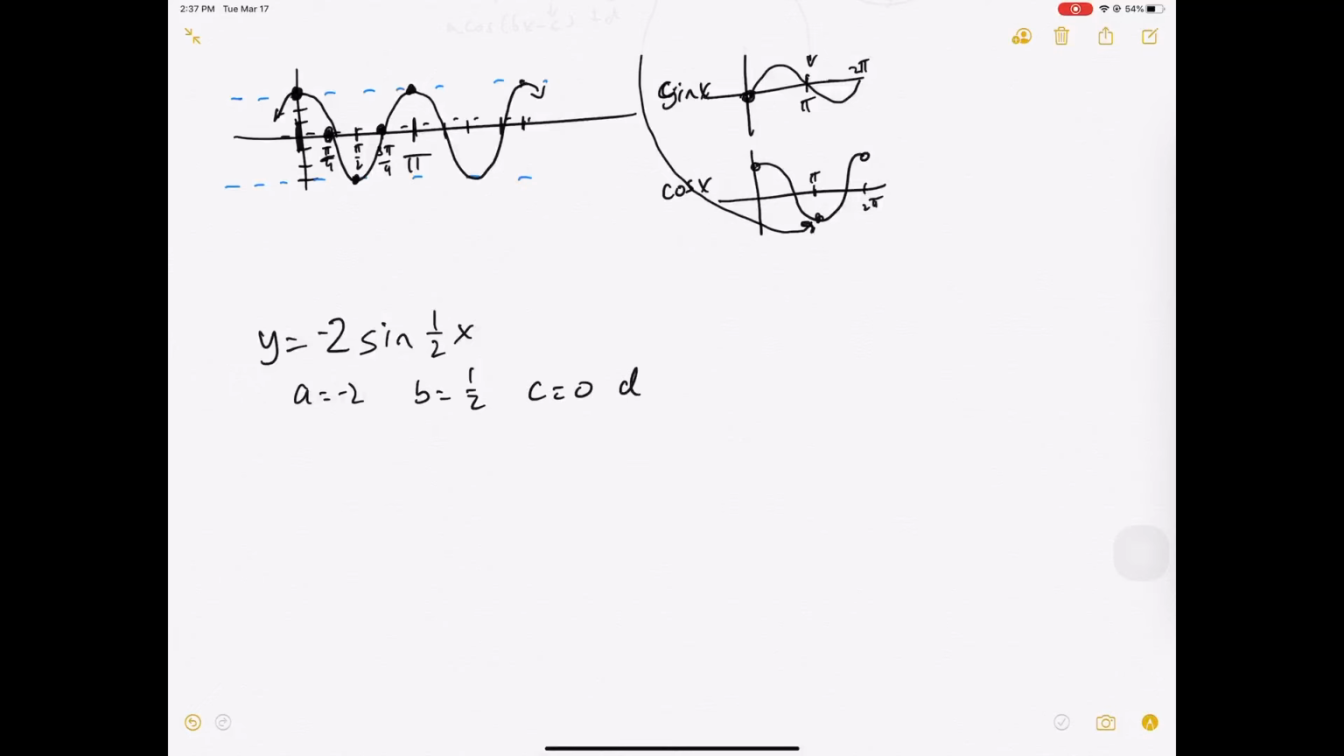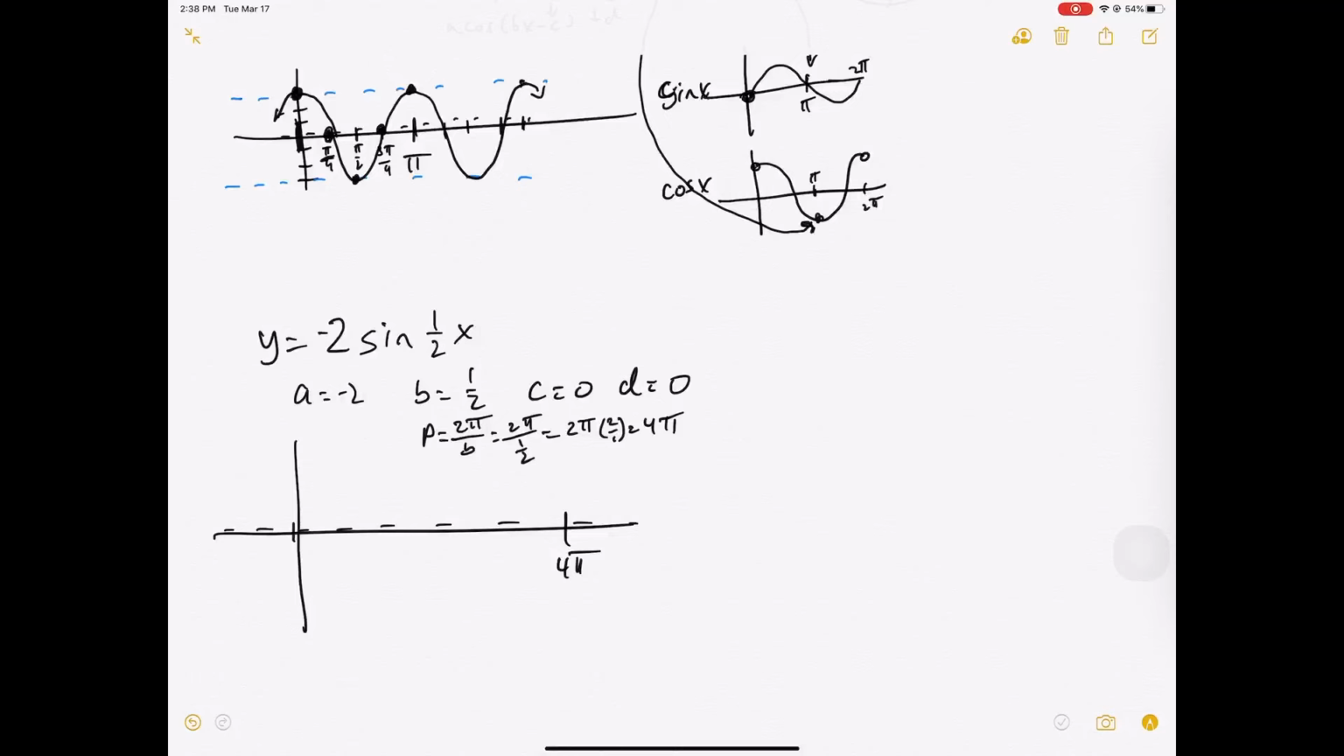C is equal to 0. D is equal to 0. Make sure you label all these out: A, B, C, D. So graph again. My C value is 0, so we're starting at 0. We have a period equal to 2 pi over b, which is 2 pi over 1/2, which we multiply by the reciprocal. That's 4 pi. It takes me 4 pi to finish.